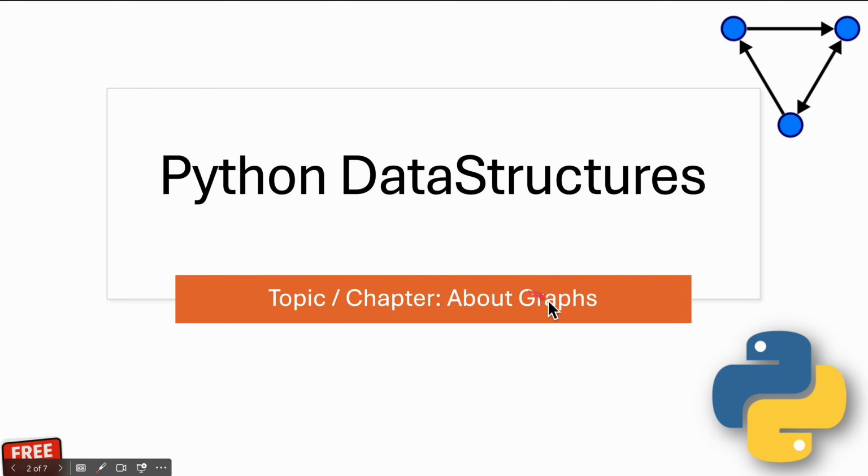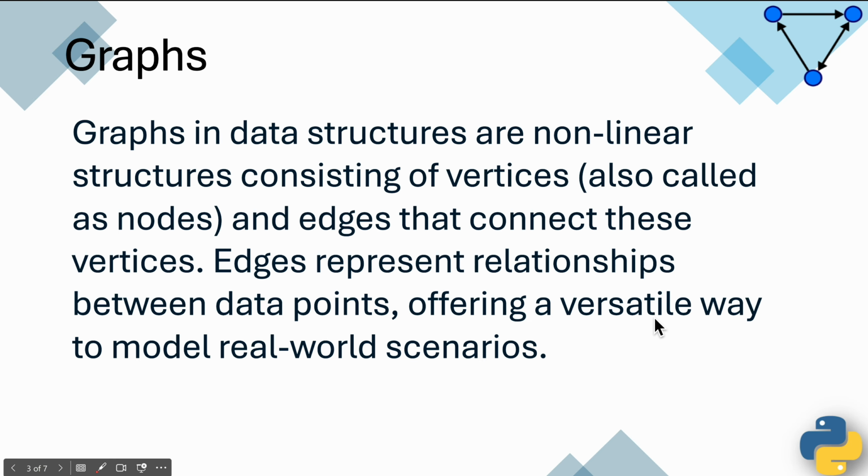So the topic is graphs, specific to data structures. What are graphs? Graphs in data structures are non-linear structures consisting of vertices, also called nodes, and edges. Edges connect these vertices, representing relationships between the data points, and these edges offer a versatile way to model real-world scenarios. Let us see some of them.